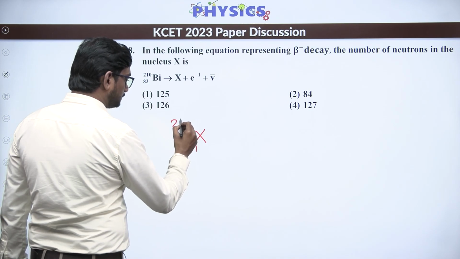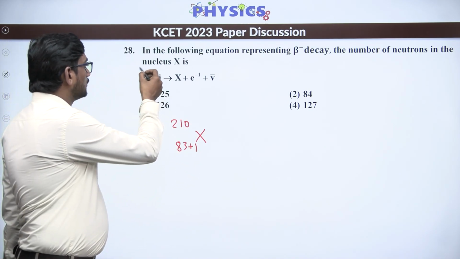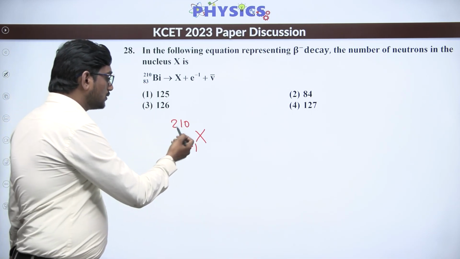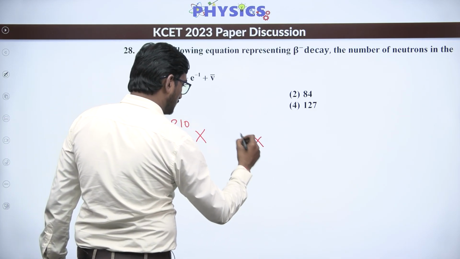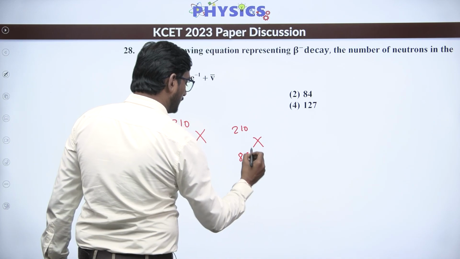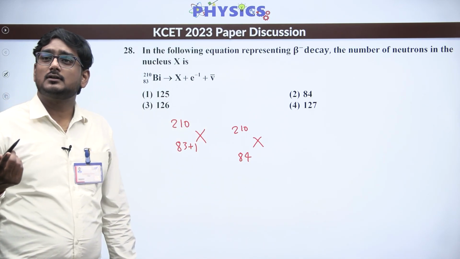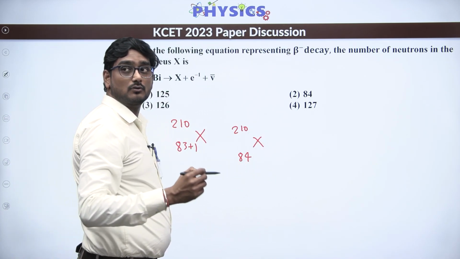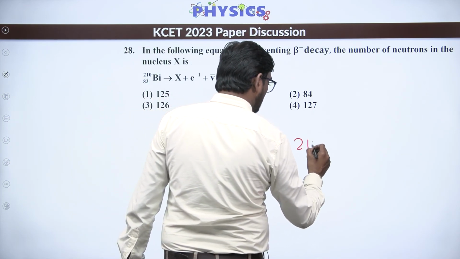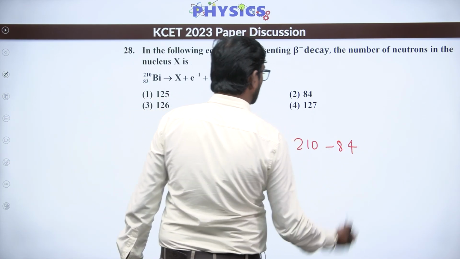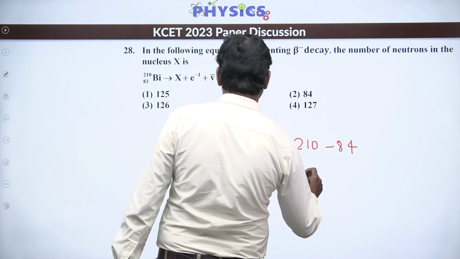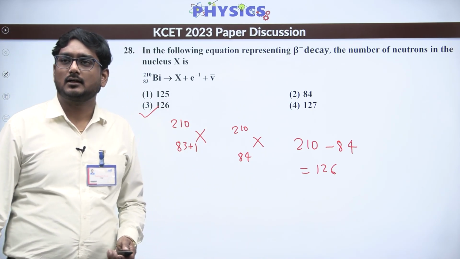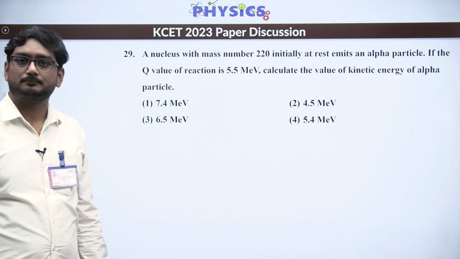Then this would remain same, because anyhow this is the total number of nucleons, means number of neutrons plus number of protons. Number of nucleons would remain same. So this is 84, right? So number of nucleons remains the same. Number of nucleons is 210 and number of protons is 84. So what is the number of neutrons? It will be 210 minus 84. This would come out to be equal to how much? 126. So the correct answer for this is option 3. Again, it's a very simple question. Moving to the next question.